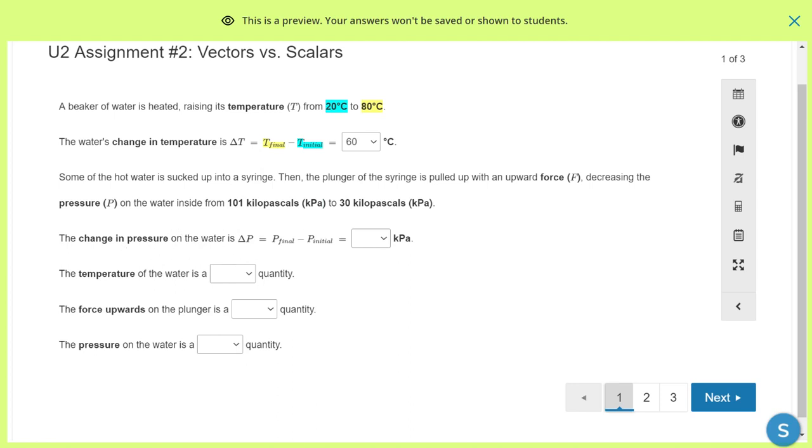Okay, so if we wanted to calculate the change in pressure, just like with the change in temperature, we take the final pressure minus the initial pressure, where this capital P represents pressure. So our final pressure in this case was 30 kilopascals, and our initial pressure was 101 kilopascals. So if I take 30 kilopascals as my final pressure, minus our initial pressure, which was this 101 kilopascals.